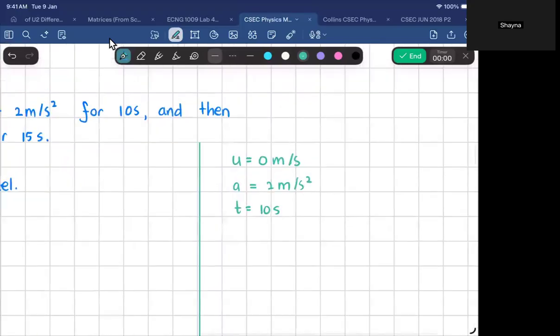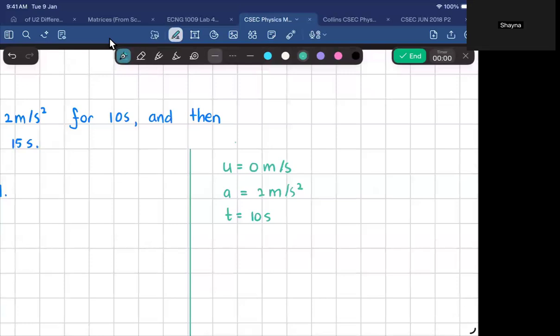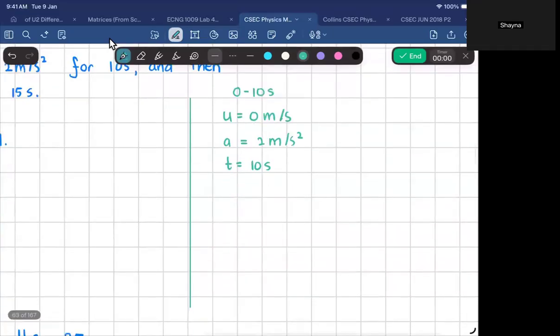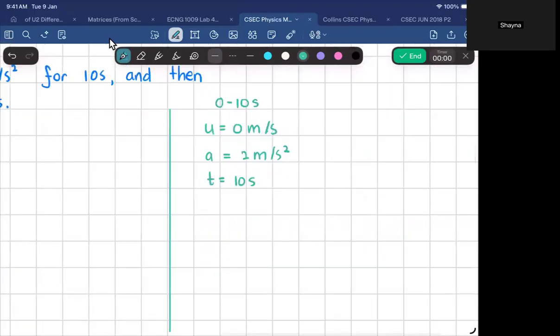So I need you to understand that what they're talking about here is from 0 to 10 seconds. Understand this information here is from 0 to 10 seconds. So we need to figure out, the only missing part over here is V. Think about it. If something starts accelerating from rest, we should know what velocity it reached after accelerating for that amount of time.